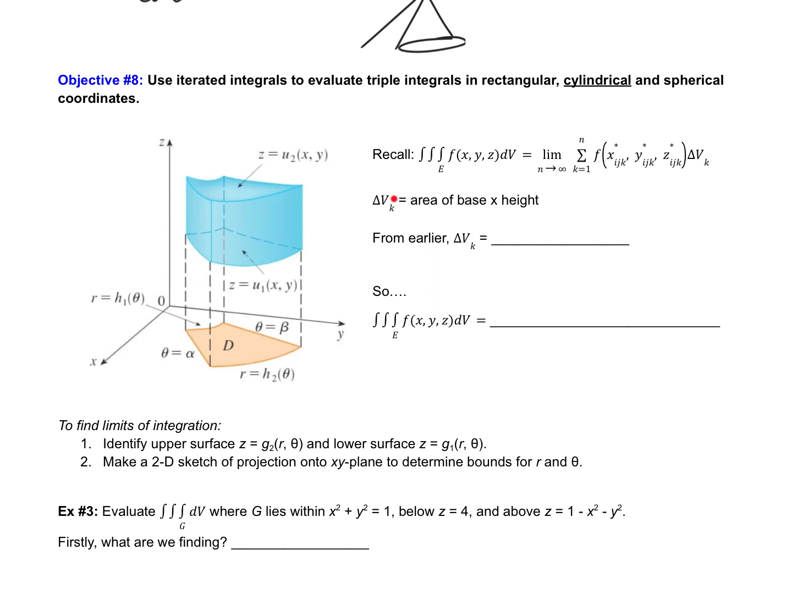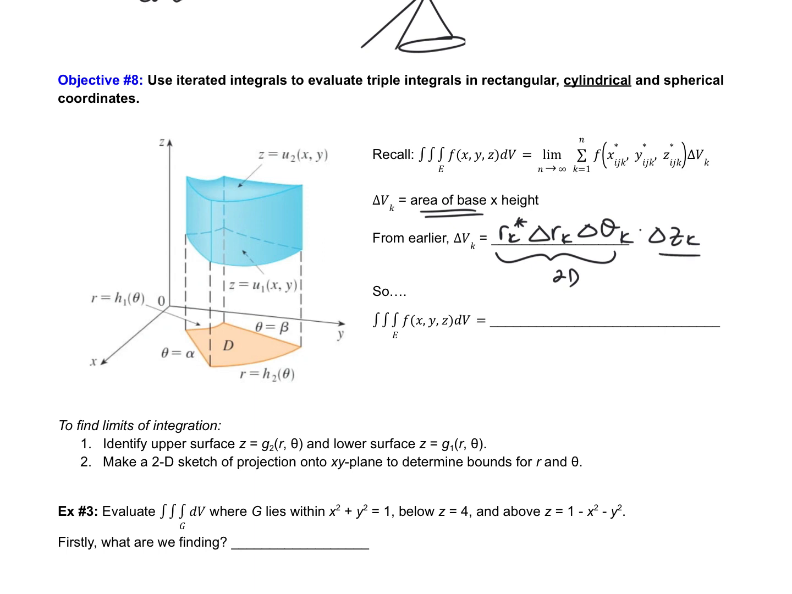And we said this delta V of k is just the area of the base multiplied by the height. So this gives us a volume, and then this is the value of the function. From an earlier video, we know that delta V of k is equal to r of k star, delta r of k, delta theta of k. So that came from 2D, and now in three dimensions, we have that height. So this is the 2D part, the area of the base, and then we have to multiply by the height.